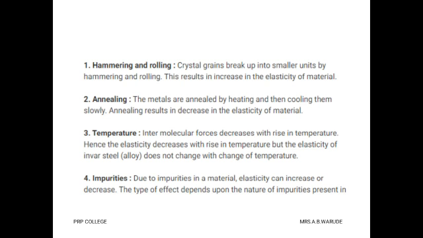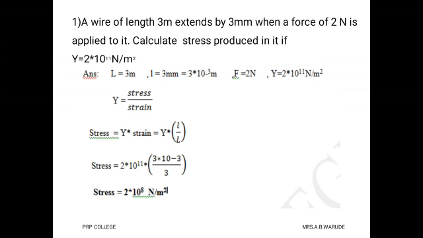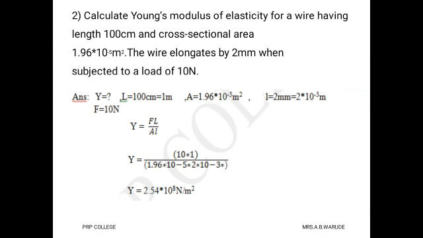Then when we take the division, 3 upon 3 gets cancelled. We get 2 into 10 raised to 11 into 10 raised to minus 3, and therefore 2 into 10 raised to 8 Newton per meter square. And that answer is stress equals 2 into 10 raised to 8 Newton per meter square.